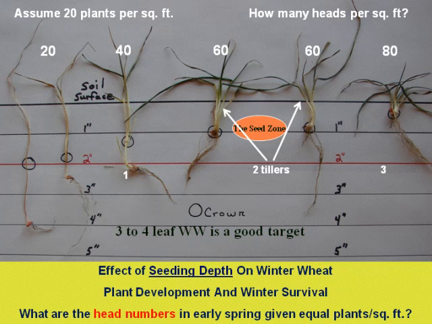But if we were sitting there with that situation, or excuse me, it did not have any tillers, if we just had the main stem on that second plant, and we assume that we had 20 plants per square foot this spring, we'd have the potential for about 20 heads.